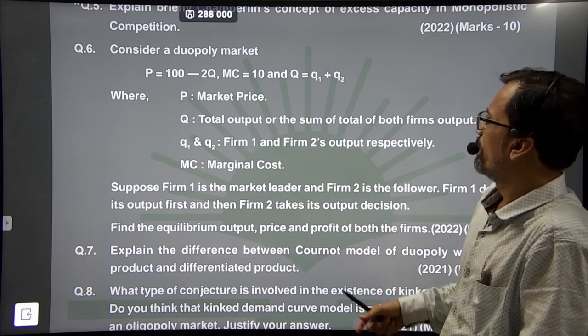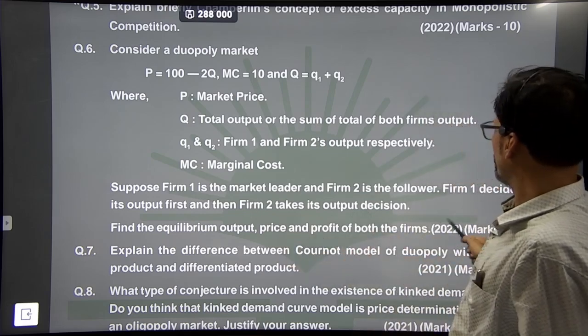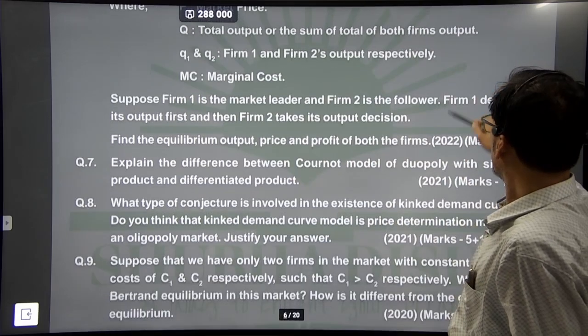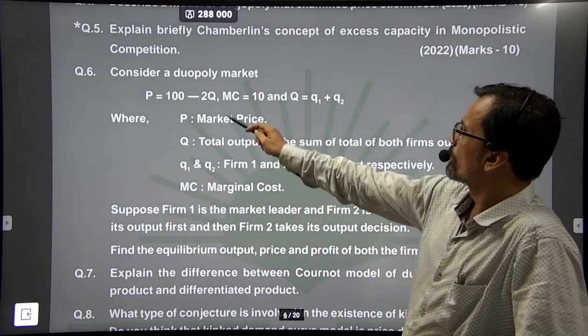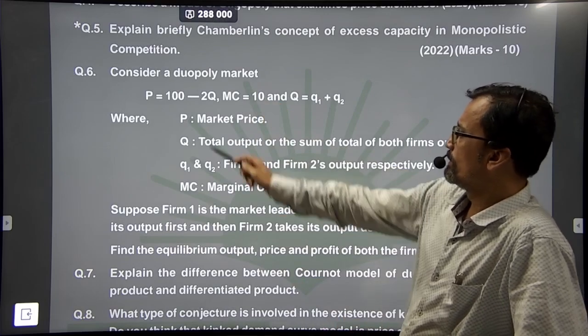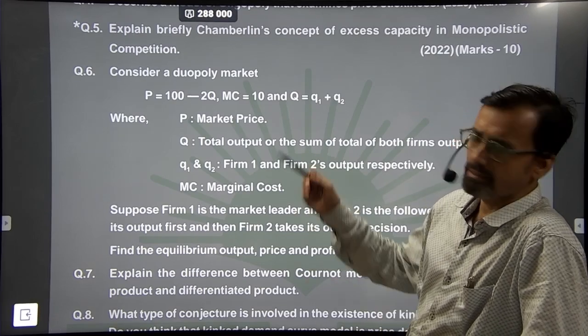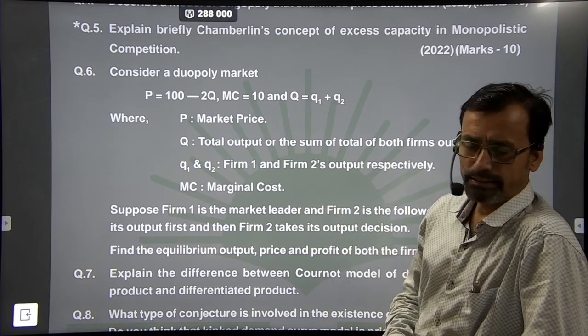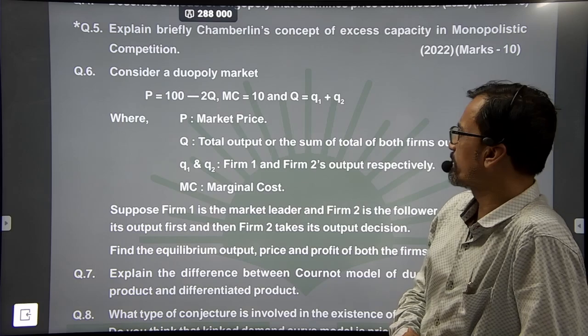Basically, here is one question which was asked in 2022, a 20 marker question. Consider a duopoly market where P is equal to 100 minus 2Q, marginal cost is given as 10, and total output produced is split into two firms, Q1 and Q2.